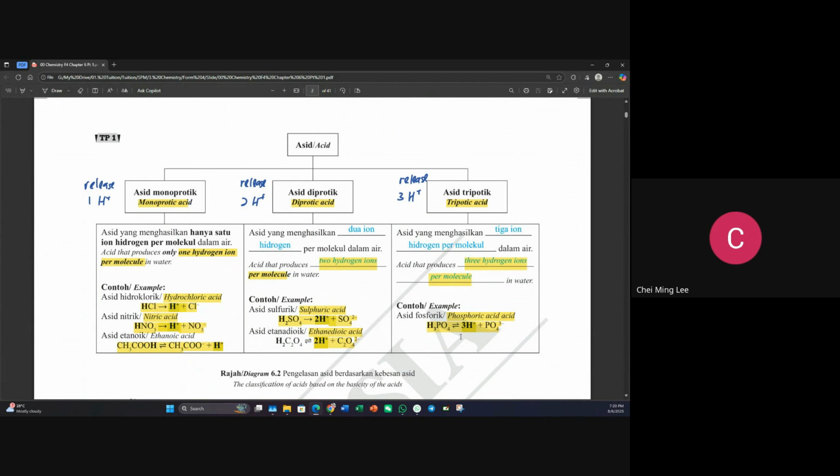But this doesn't mean that phosphoric acid has higher acidity than sulfuric acid, because ethanoic acid, phosphoric acid, and ethanedioic acid are weak acids, which don't dissolve completely in water. So the one with the highest acidity should be sulfuric acid. Because strong acids like HCl and sulfuric acid dissolve completely in water. Okay, all right, jot this down.